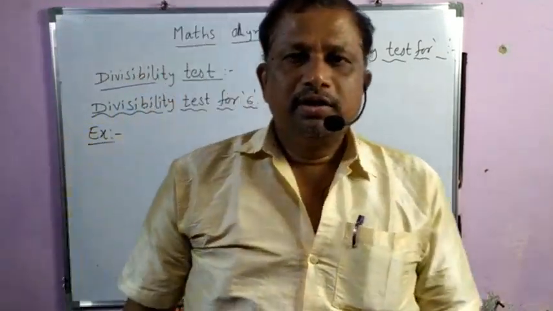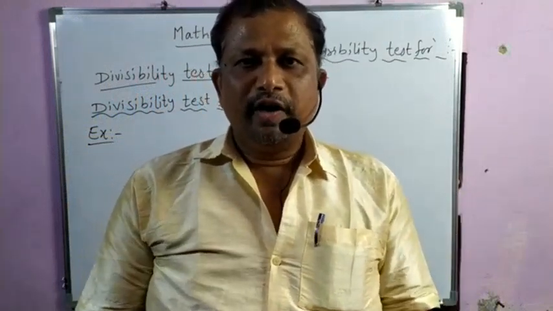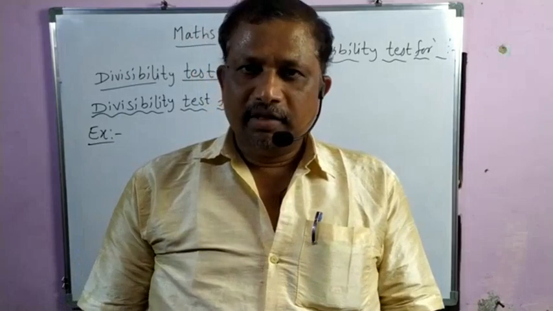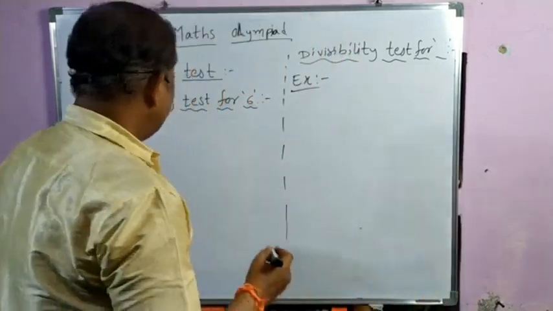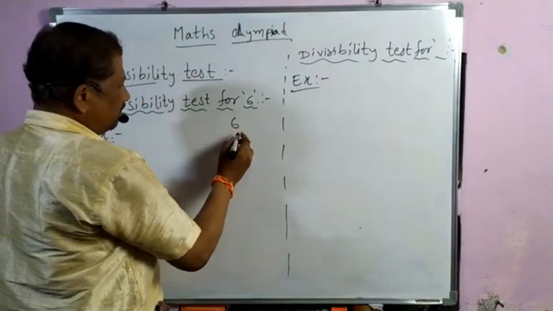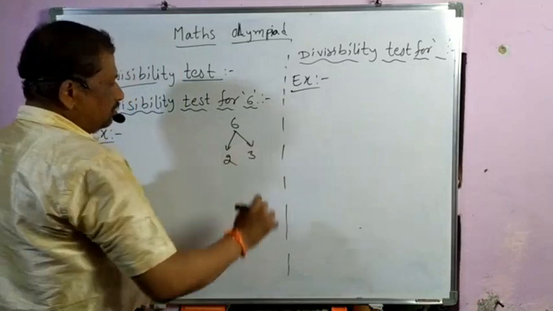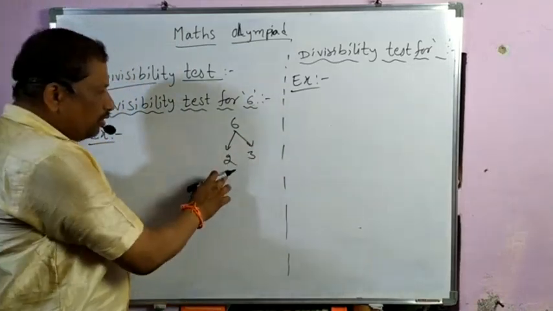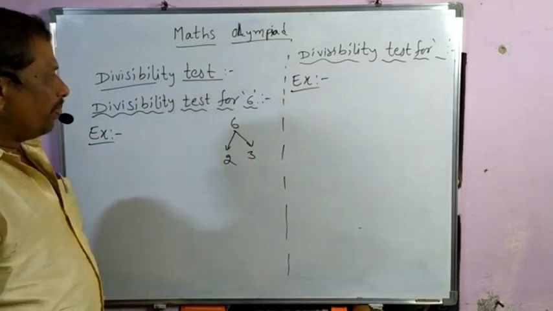So, divisibility rule for 6. If the given number is divisible by 2 and 3, then only that number is divisible by 6. The factors of 6 are 2 and 3. So if the given number is divisible by 2 and 3, then only the given number is divisible by 6.